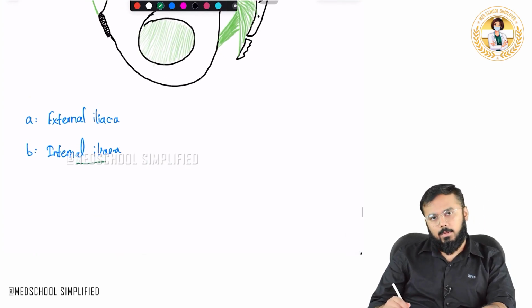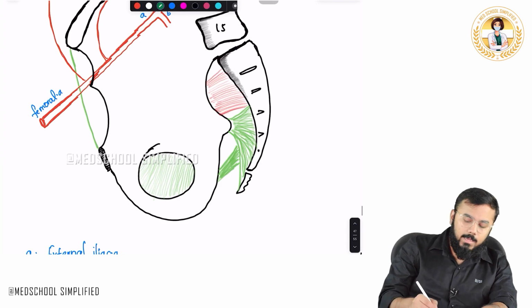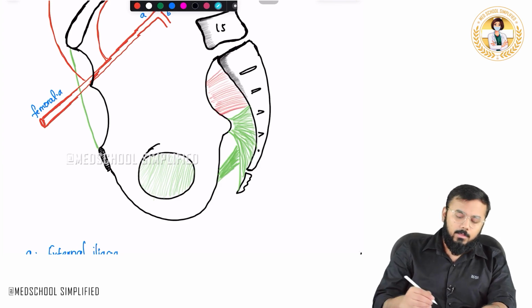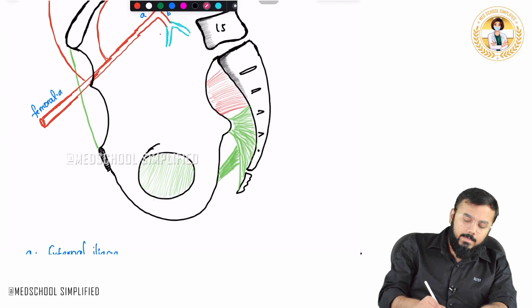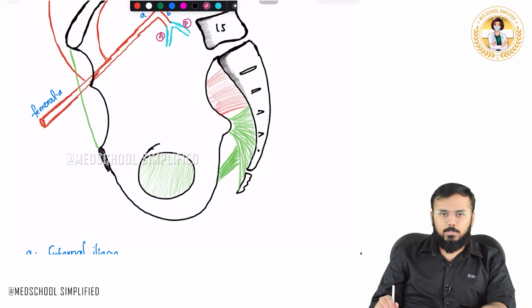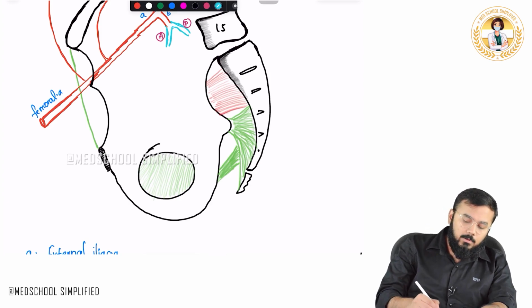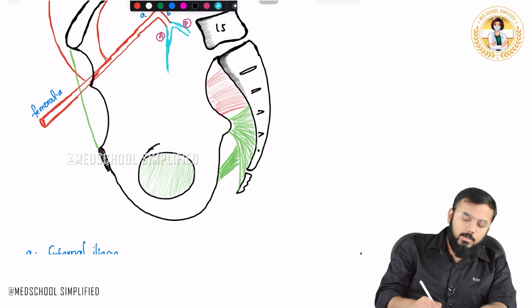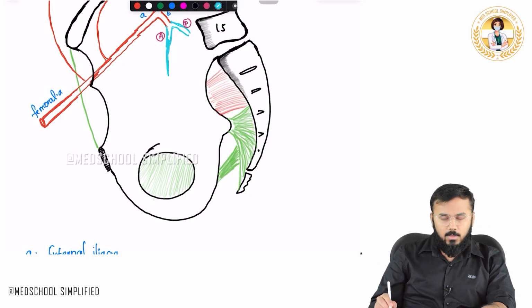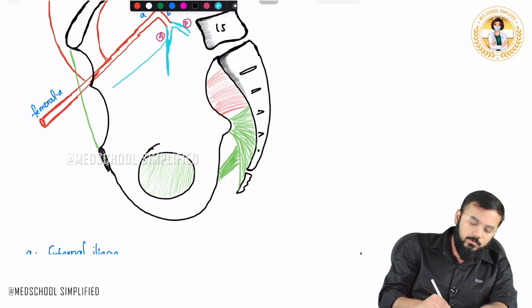Now coming on to the internal iliac. What are the branches of your internal iliac artery? The first important thing is that this internal iliac artery is divided into two important parts, two branches. One is called the anterior branch, A, and another one is P, the posterior branch. This anterior branch will give out a few more branches.